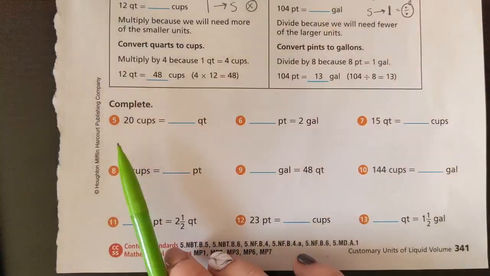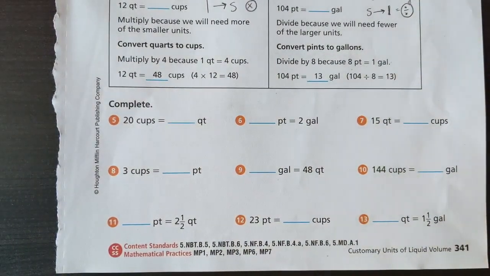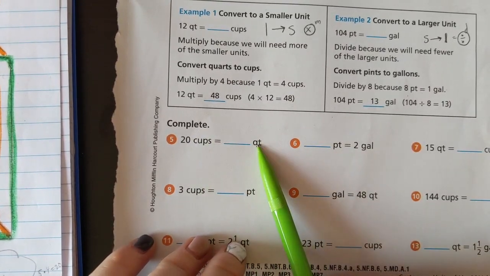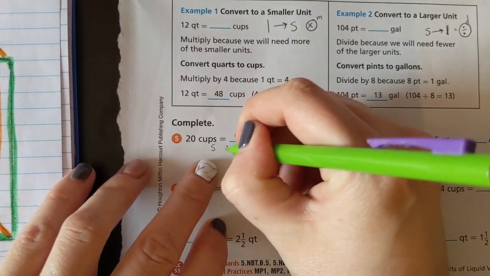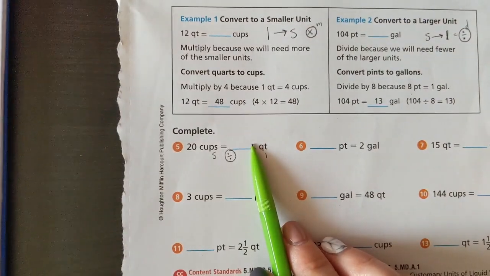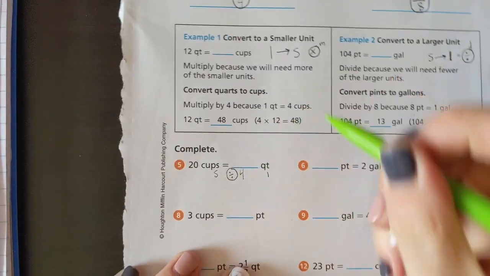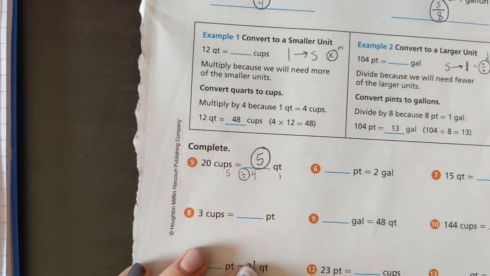But we've already done number 5 in our journal. Let's just quickly see if we could do it without looking at our journal, referring back to our gallon house. If I have 20 cups, how many quarts is that? So cups to quarts is small to large, so I will divide. And the connecting number: how many cups are in a quart? 1, 2, 3, 4 in a quart. So I'm dividing by 4. So 20 divided by 4 is 5. Please circle your final answer.